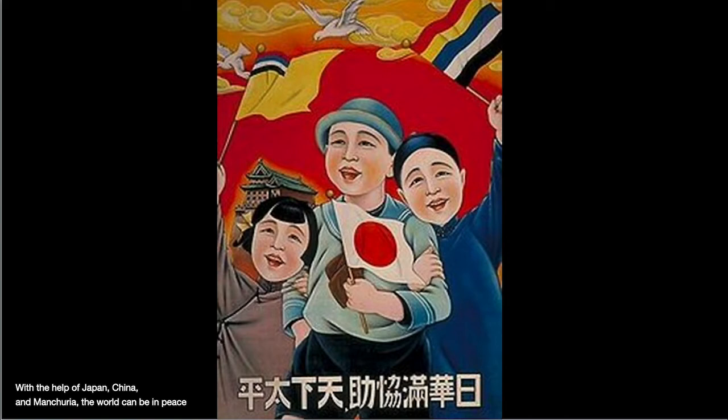So this is a joyful little combination. This is to promote unity, Pan-Asian unity. So this is saying with the help of Japan, China, and Manchuria, the world can be in peace, trying to ally the Japanese army in World War II with China. Historically, lots of conflict between Japan and mainland China. And China did, of course, end up overtaking and incorporating Manchuria.